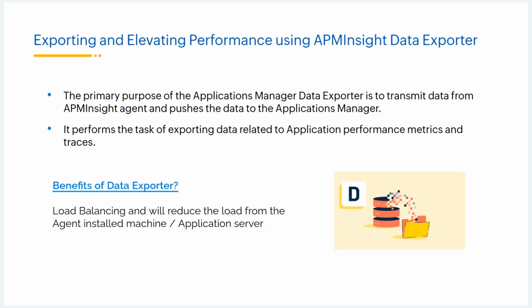The data exporter operates as a separate, independent process, which means it will run independently from other components or services within the Applications Manager. The primary function of the data exporter is to handle and transmit the information related to the application metrics and the traces to the Applications Manager. The metrics will include various performance indicators such as the response time, the error rate, or the resource usage, and the traces as well.